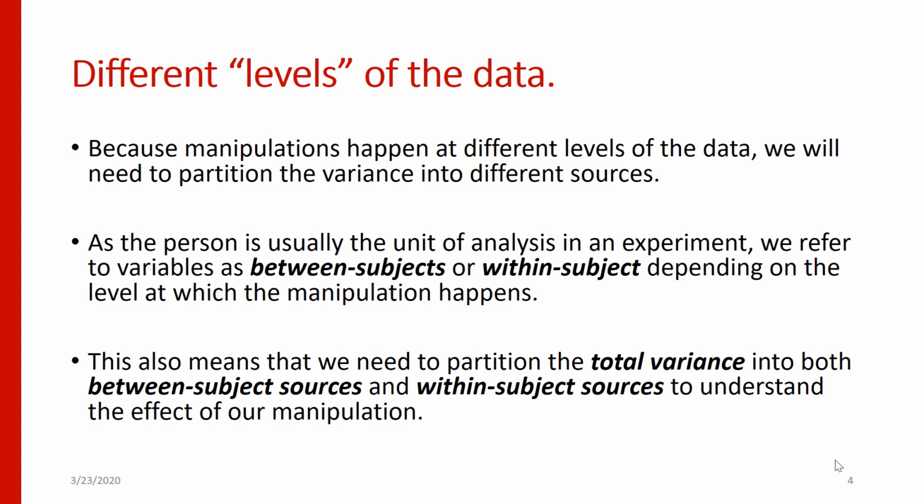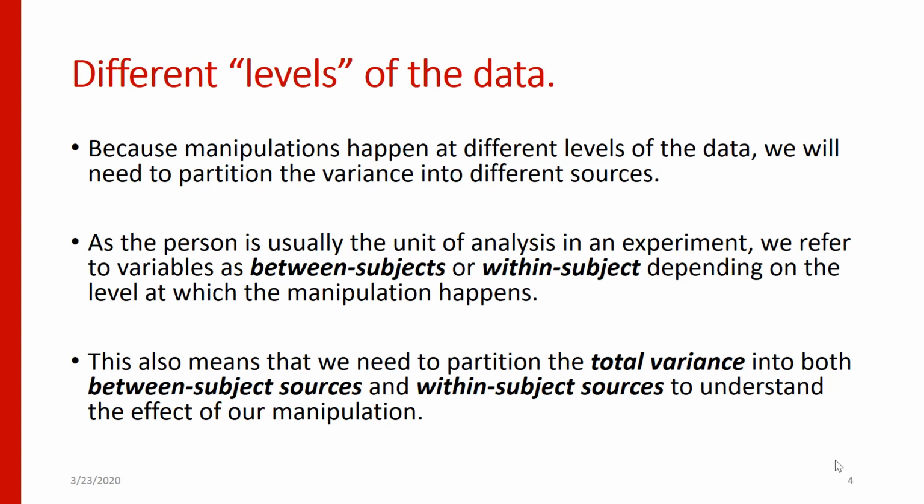Our manipulations are going to happen at different levels of the data. Because of that, we need to partition the variance into different sources to correctly say where our model is explaining this variance. If we have a manipulation that happens within subjects, we don't want to try to explain the between-subject variance. We want to explain the within-subject variance. The person is usually the level of analysis in our experiment, so we'll often refer to variables as either a between-subjects variable, that is, it varies between people, or a within-subject variable, meaning it varies within a person.